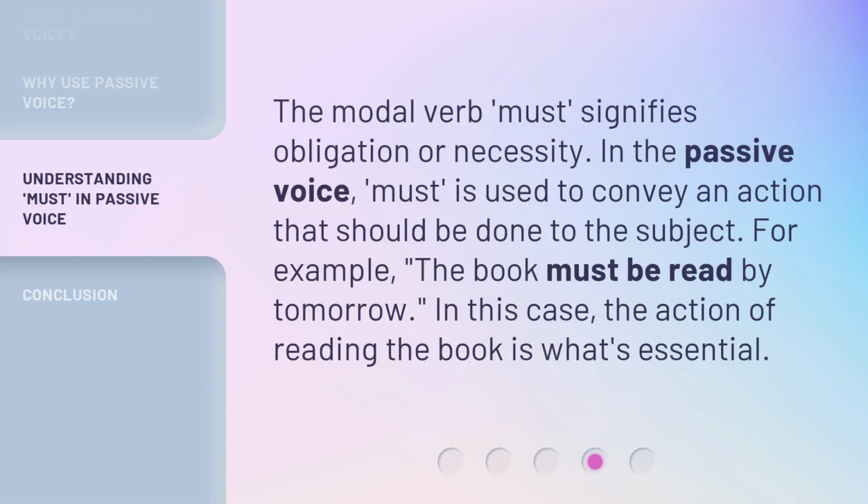The modal verb must signifies obligation or necessity. In the passive voice, must is used to convey an action that should be done to the subject. For example, the book must be read by tomorrow. In this case, the action of reading the book is what's essential.